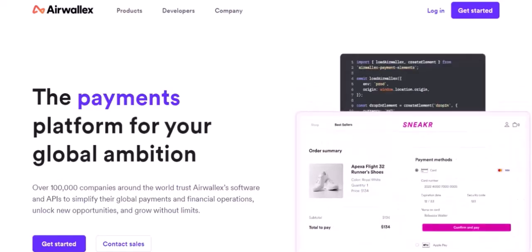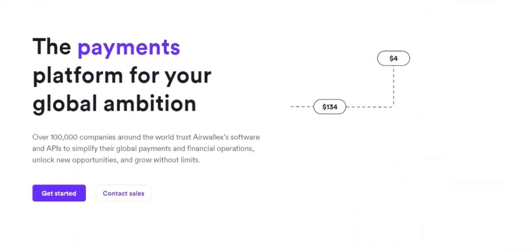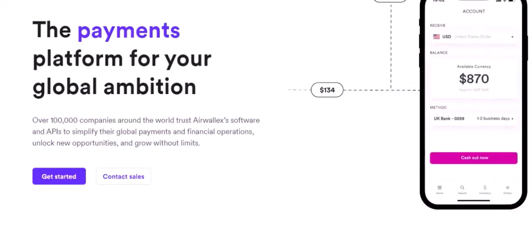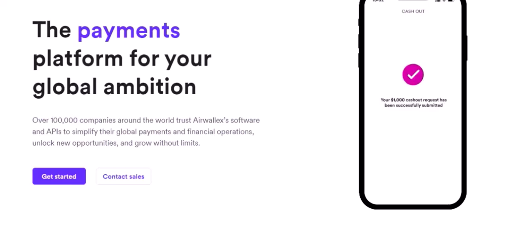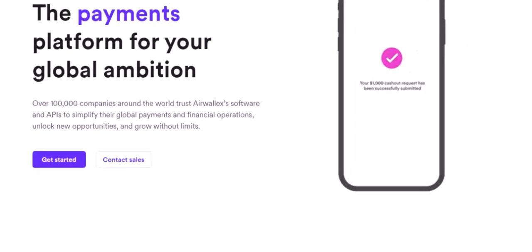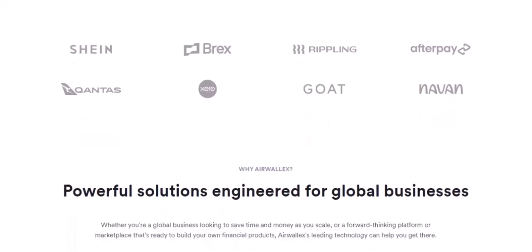Asia. Airwallex offers extensive support for Asian currencies, including CNY, INR, IDR, THB, VND, MYR, PHP, and more. This makes it a great choice for businesses operating in the region. Europe. European businesses can benefit from Airwallex's support for Euro, GBP, CHF, SEK, DKK, NOK, and other major European currencies.